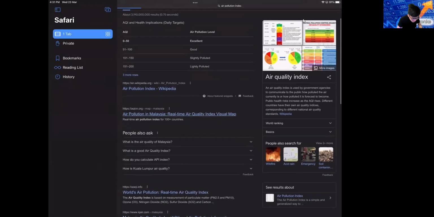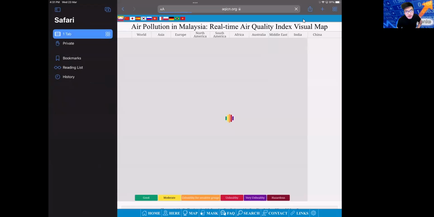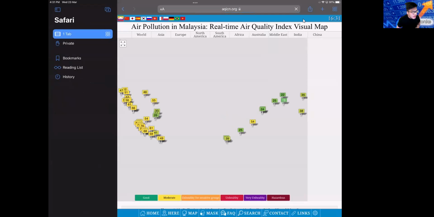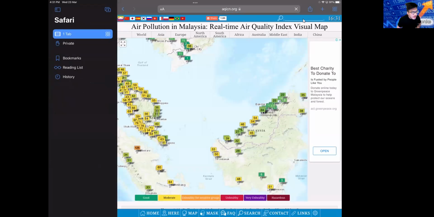Where was it? There, this one. You can check it every day. They will post the result every day. You see, now it's not very good lah. You look at our air quality.